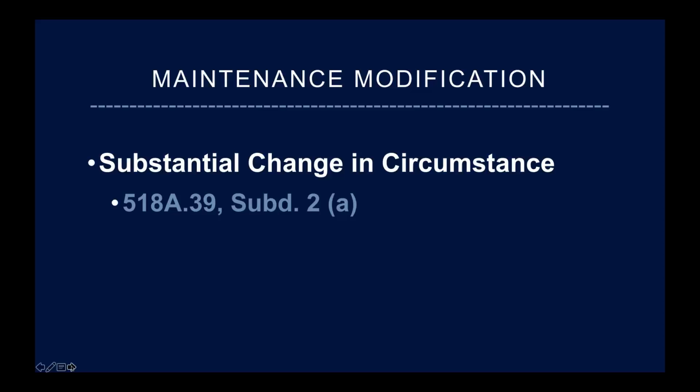Maintenance modifications, same thing. People can seek an award of alimony, and then if they're awarded it, modify it later. It's the same standard, a substantial change in circumstance. However, that 20% and $75 monthly amount threshold does not apply to spousal maintenance modifications.